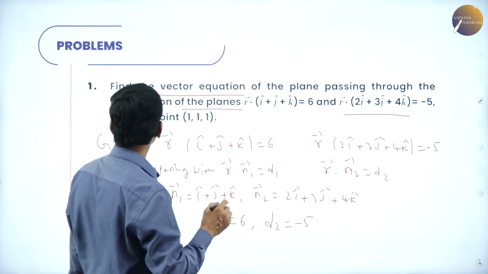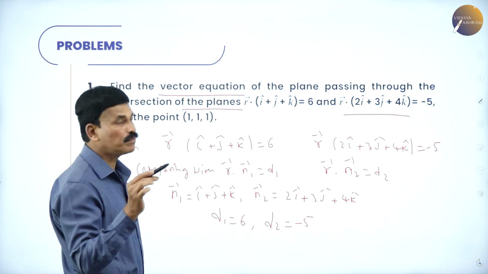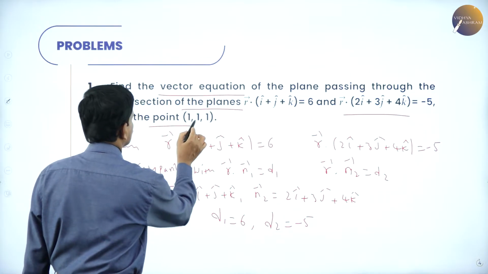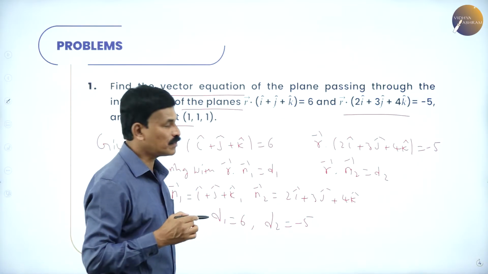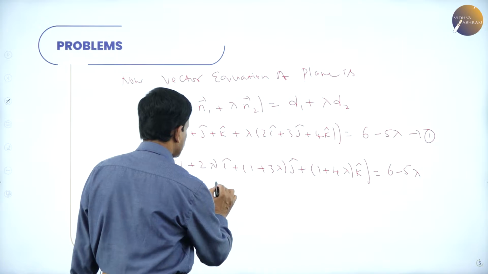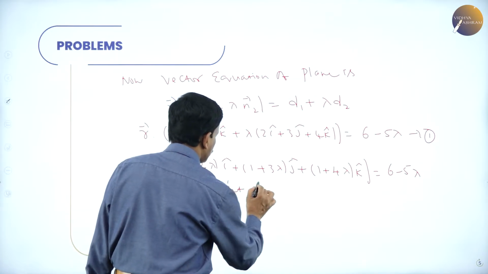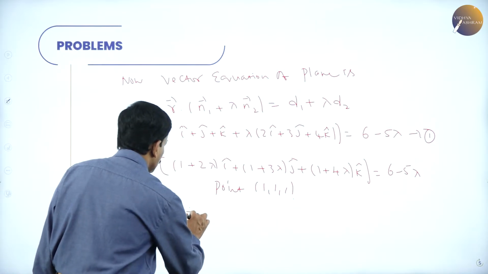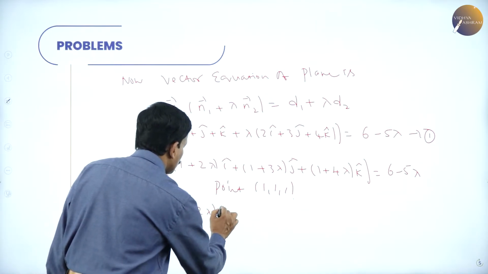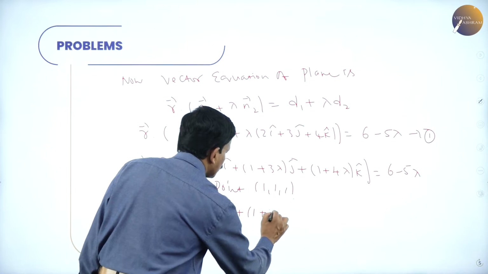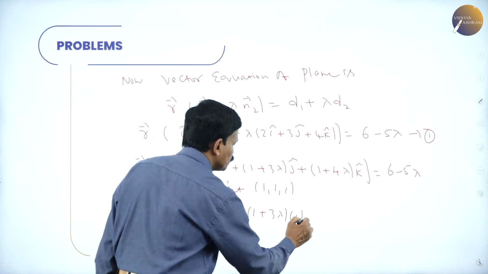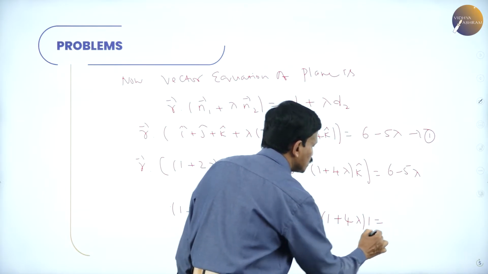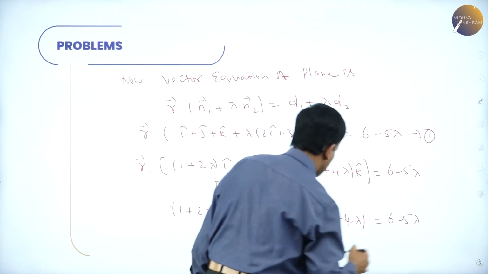Now what is the condition given? Find the vector equation of the plane passing through the intersection of the planes and the point. So since it passes through the point, what is the point given? The point is (1, 1, 1). Substitute here, we will get (1 plus 2 lambda) into 1 plus (1 plus 3 lambda) into 1 plus (1 plus 4 lambda) into 1 is equal to 6 minus 5 lambda.